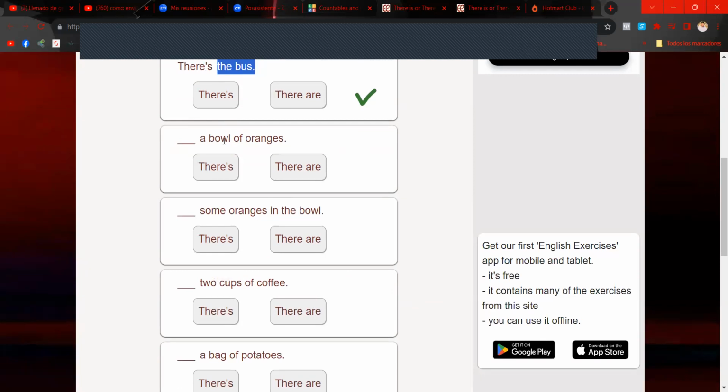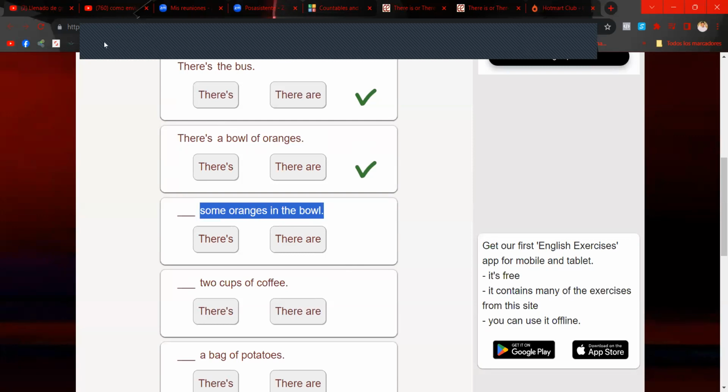A bowl. Here it will make Val fall. There is. It says a bowl of oranges. Why there is, if oranges is plural? Because it's talking about a bowl, not the oranges. Very good. What a beautiful answer. Because it says a bowl of oranges. It would be, there is a bowl of oranges. Come on. Some oranges in the bowl. You have to tell me here.